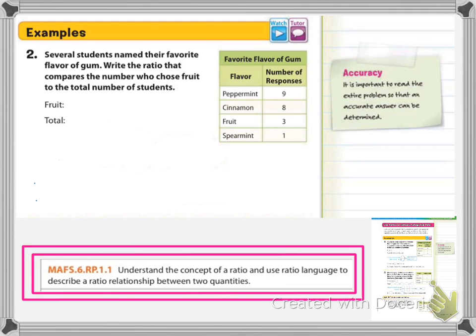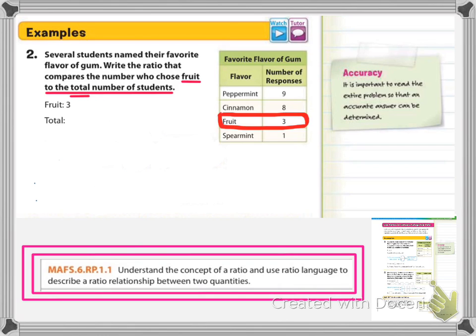So number 2 reads, several students named their favorite flavor of gum. Write the ratio that compares the number who chose fruit to the total number of students. So in this example, you're trying to find the number of students who chose fruit. When you look over at your table, easy enough, you can see where our fruit number is right here. So the total number of kids that chose fruit was 3.